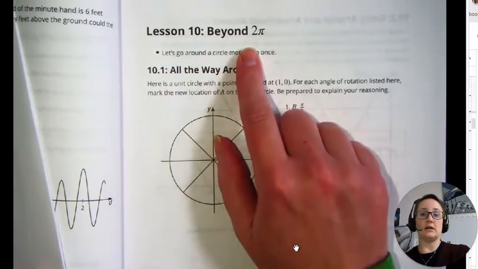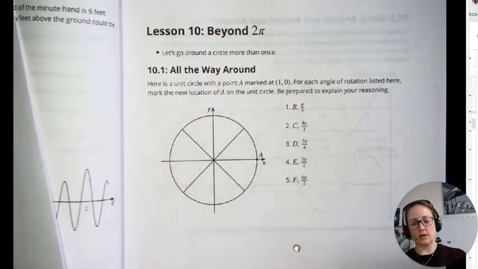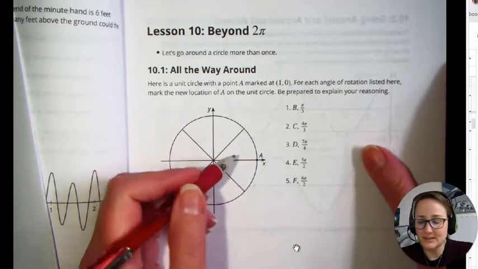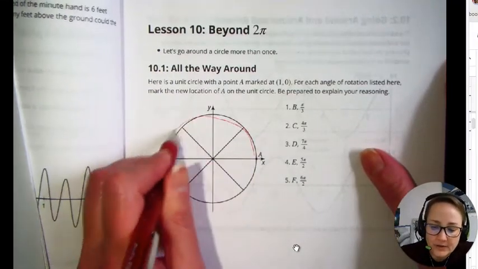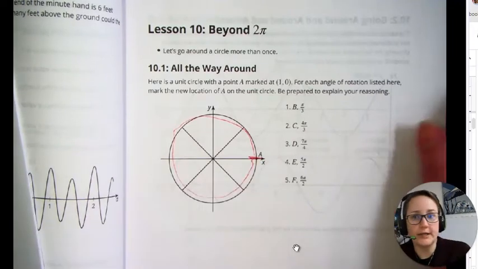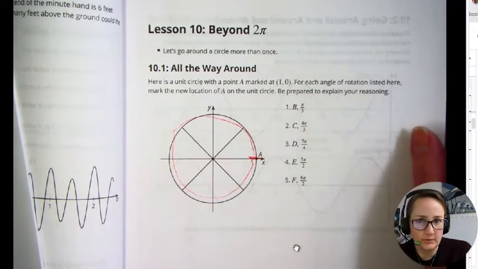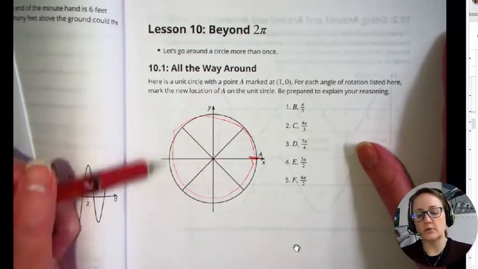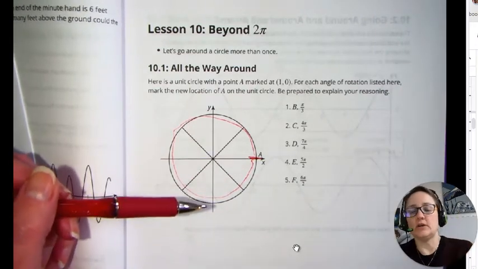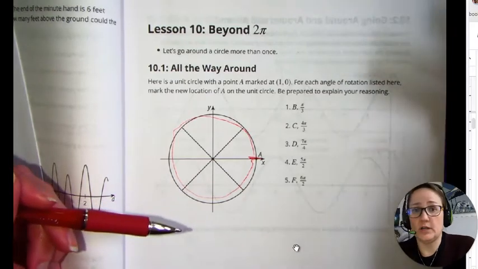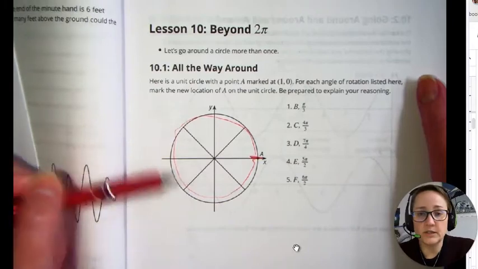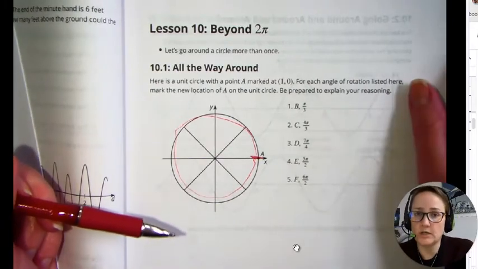We're looking at beyond 2 pi. All this is saying is that in lesson 10, we are not just locked into going one time around the circle and then stopping at 2 pi. We can keep going. Just like if you're riding a bicycle, you're not stuck with your wheel looping around one time and then you have to stop. You can keep riding your bicycle. Just like that car on a racetrack can go around multiple times, so can we on the unit circle.